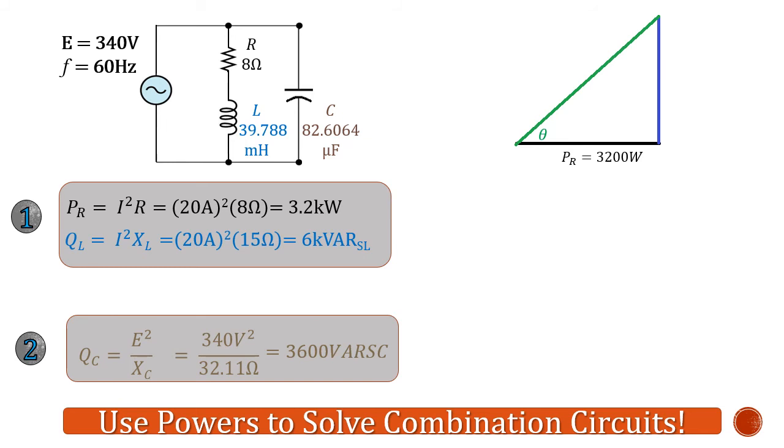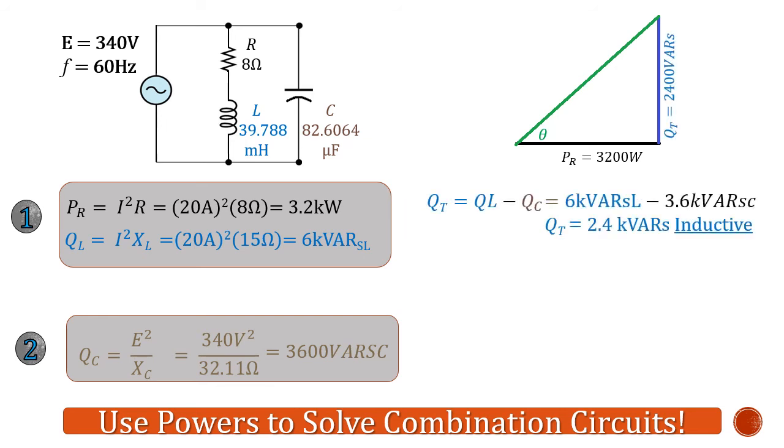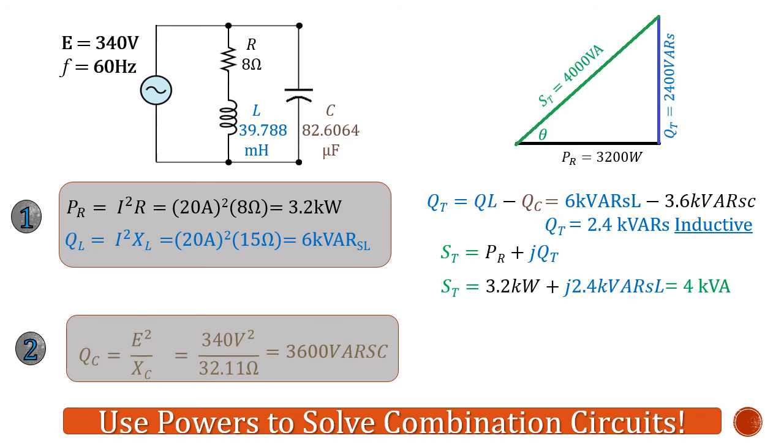We can now build a power triangle where our true power in watts is on our 0 axes. And that's 3,200 watts. Our net reactive power is the difference between our inductive power and our capacitive power. And that results in 2,400 bars inductive. We can now add our 3,200 to our 2,400, and that gives us 4,000 VAs of total power.